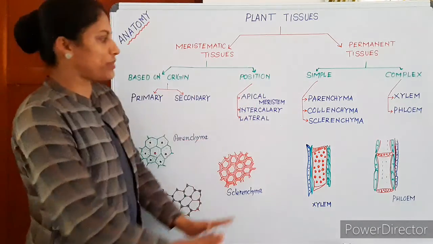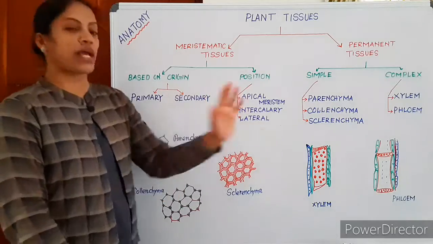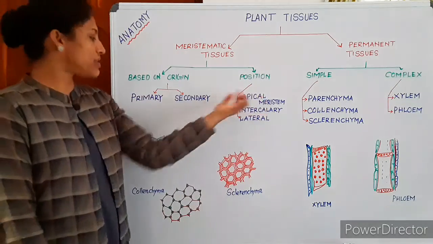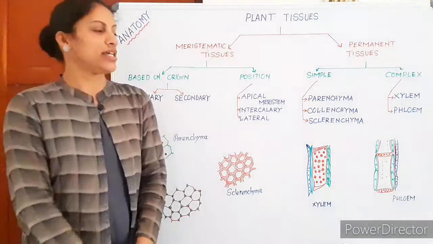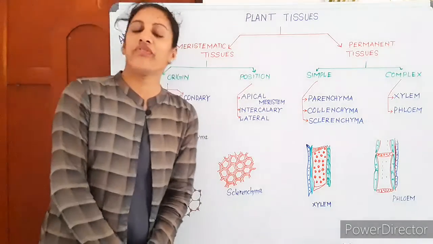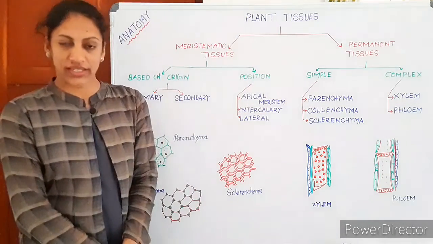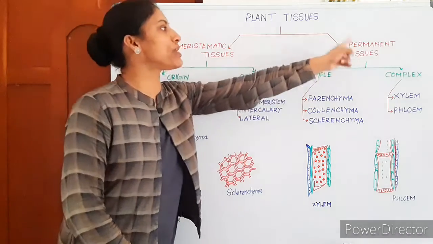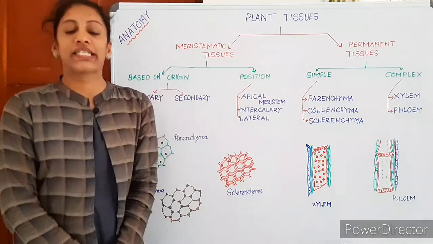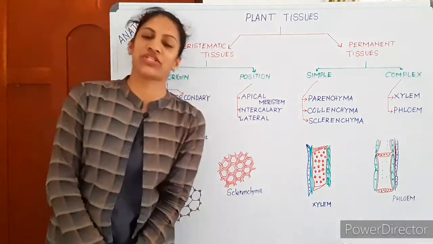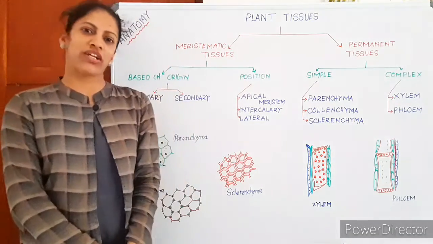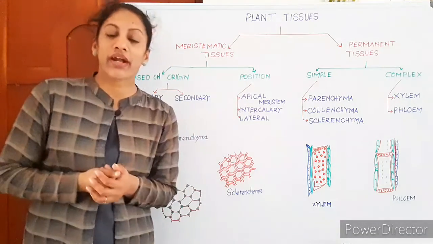Here I have drawn only permanent tissues. These are made up of this type of tissues. If the meristem is made up of dividing cells, permanent tissue means cells which are no more in a state of cell division. Permanent tissues are mainly of two types, simple tissue and complex tissue. Do you remember what is a simple tissue and what is a complex tissue?